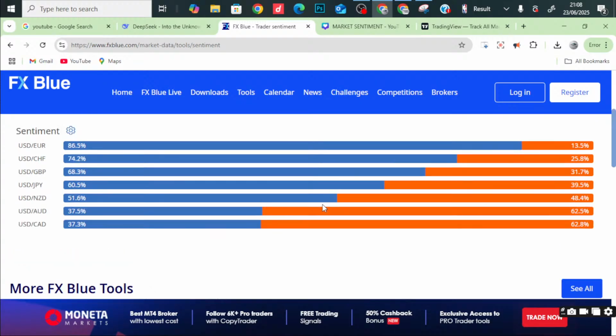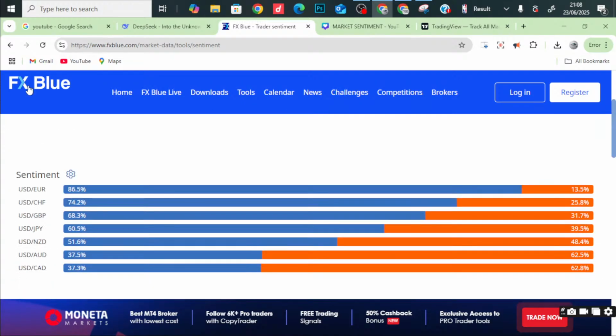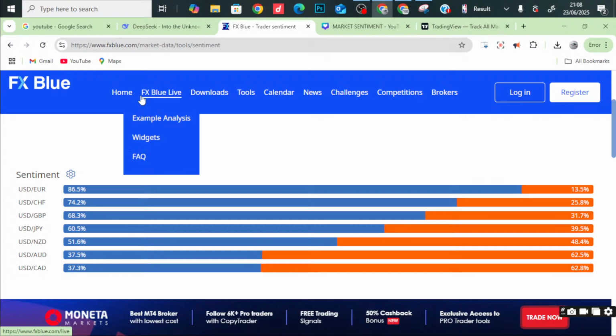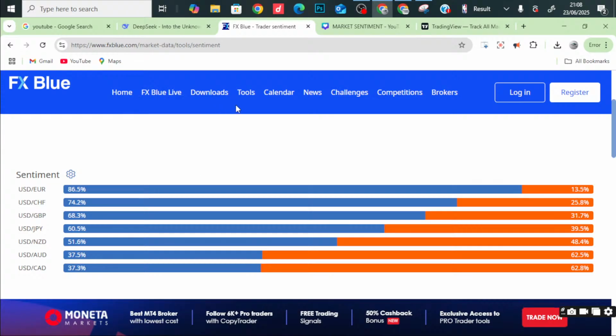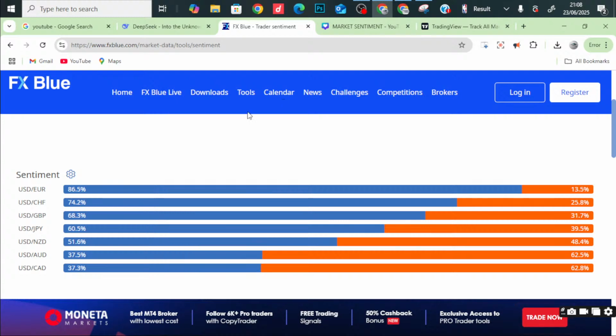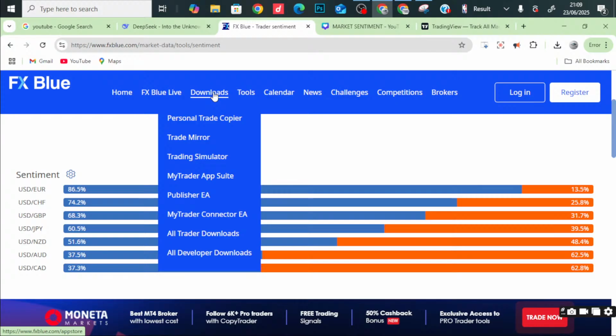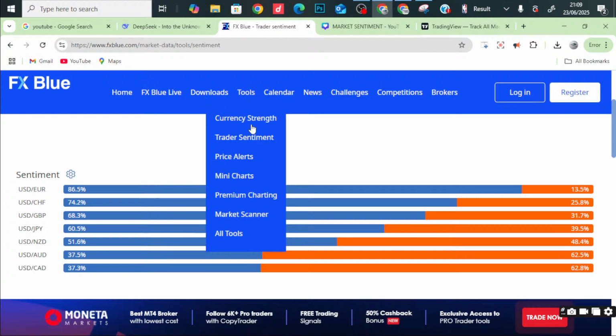In terms of market sentiment, we talked about this site called FX Blue. He said, if you want to get the market sentiment, you search FX Blue, then you go to the tools, then you go to the trader sentiment.